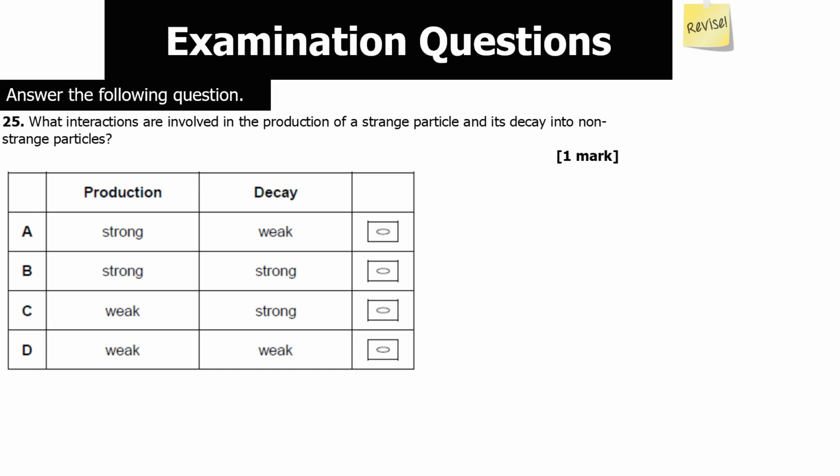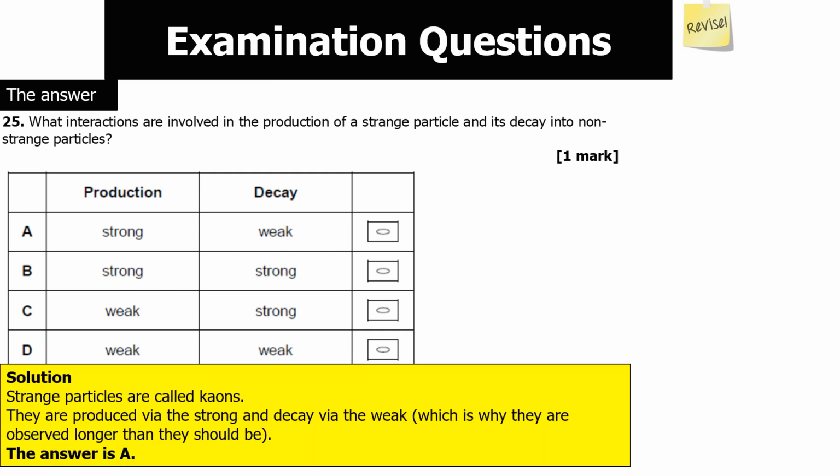The next question says, which interactions are involved in the production of a strange particle and its decay into non-strange particles? So pause the video now, then unpause the video when you want to go through your answer. Right, for this one, our answer is A, because strange particles tend to be called kaons. Now kaons, you've got to be aware, are produced by the strong interaction, yet decay via the weak, which is why they're observed longer than they should be in particle interactions. So our correct answer is A.